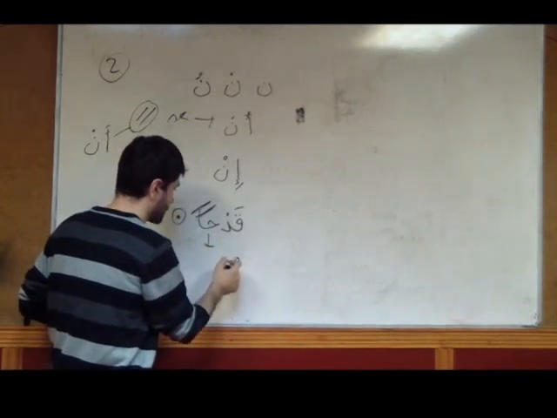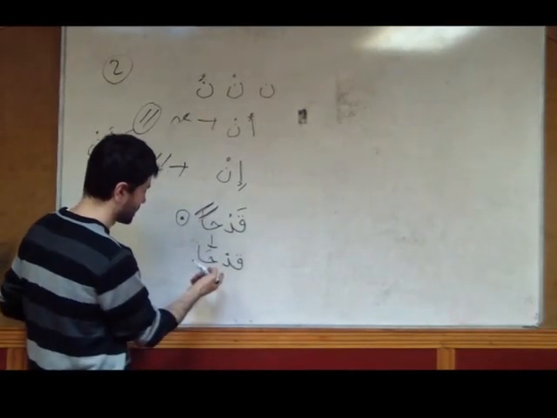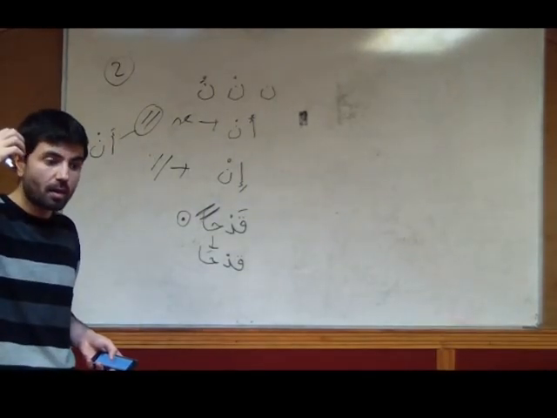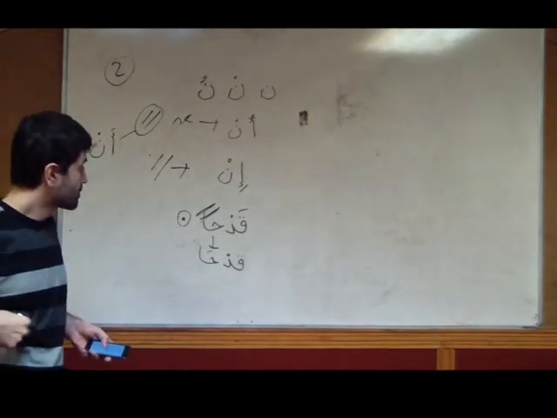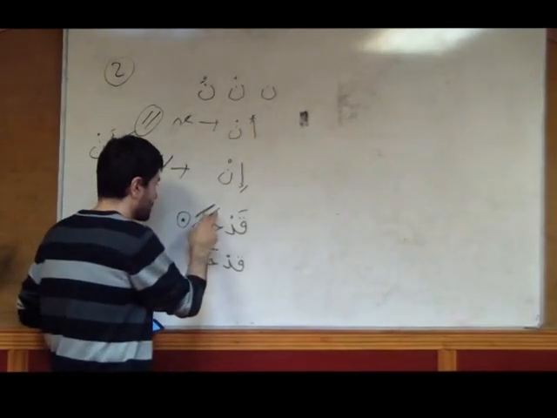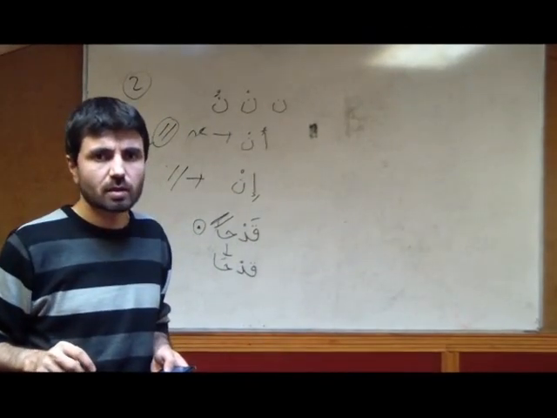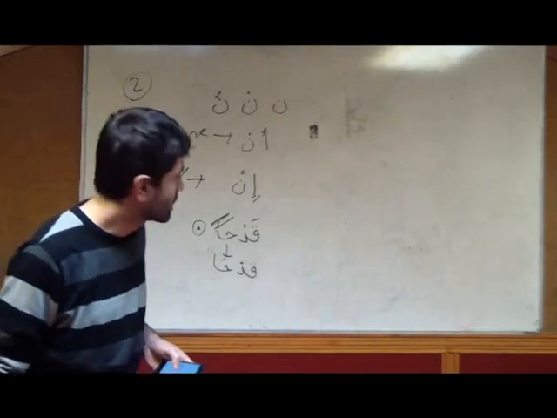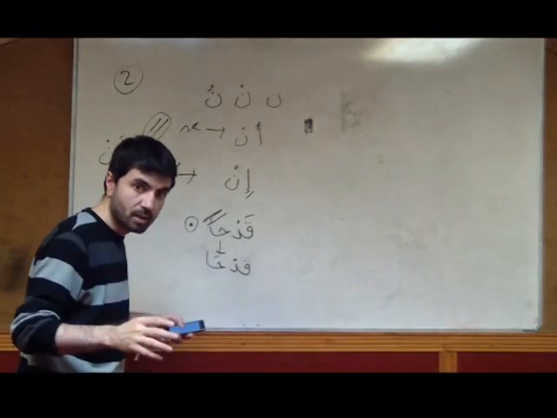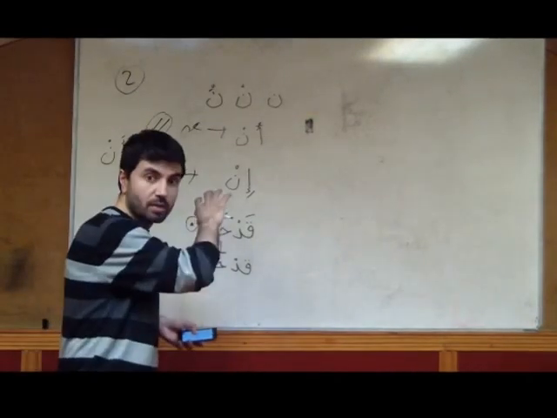Let's write this. Qadha. So you stop like this. Why do you stop like that? It's just the rule. There's no logic, that's a rule. When this comes, it gets ignored before a full stop. This is Qadha. And tanween.